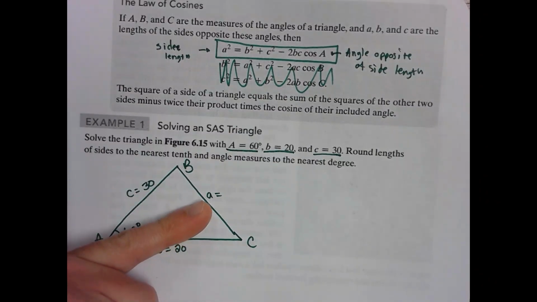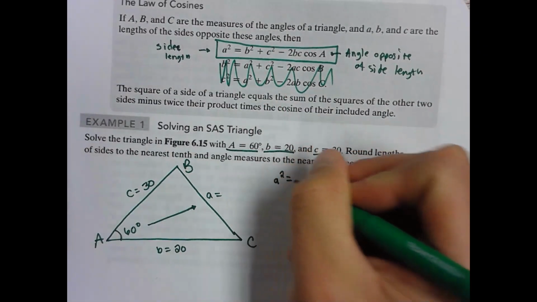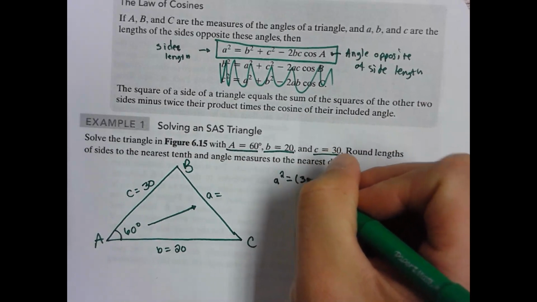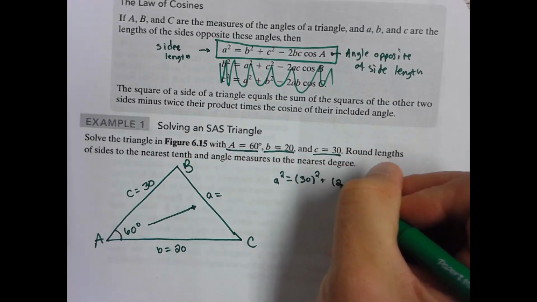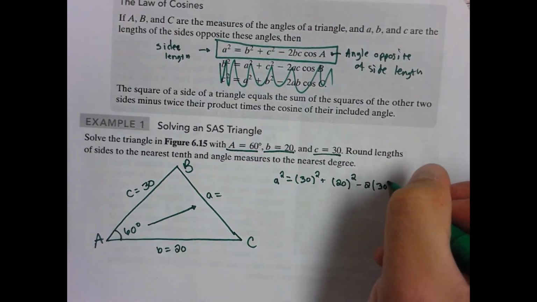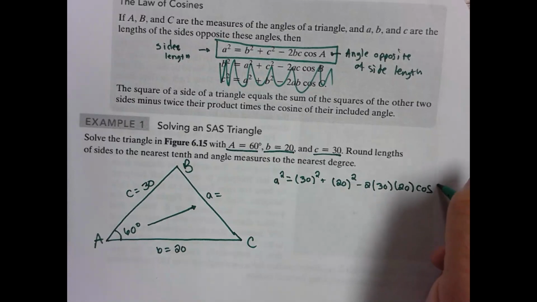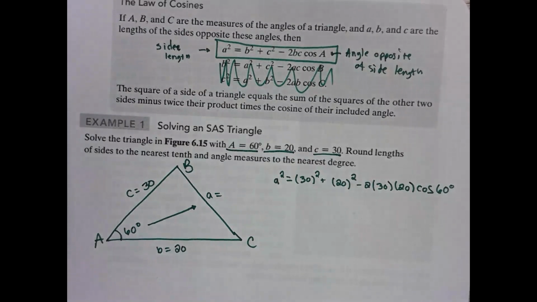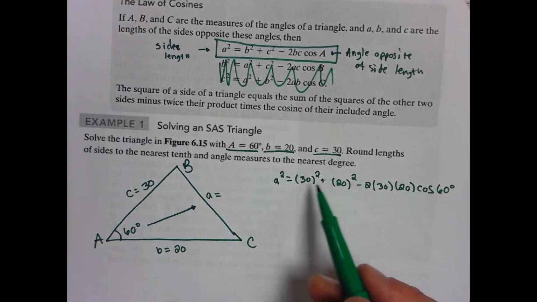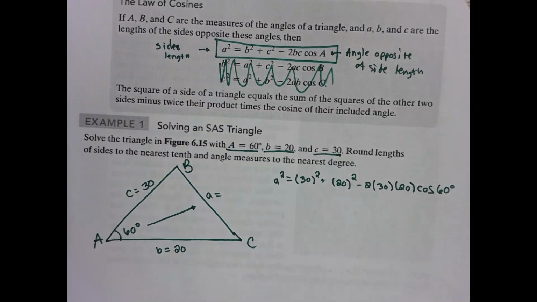So since I'm solving for a side length, that's going to be this A squared. It doesn't matter what B and C is, so I could write this as 30 squared plus 20 squared, and then minus 2 times 30 times 20. And then cosine of the angle, which is 60 degrees. So it doesn't matter the order of how you set it up? Nope, because with addition, order doesn't matter, right? 2 plus 3 is the same thing as 3 plus 2. Same thing with multiplication. Order doesn't matter.